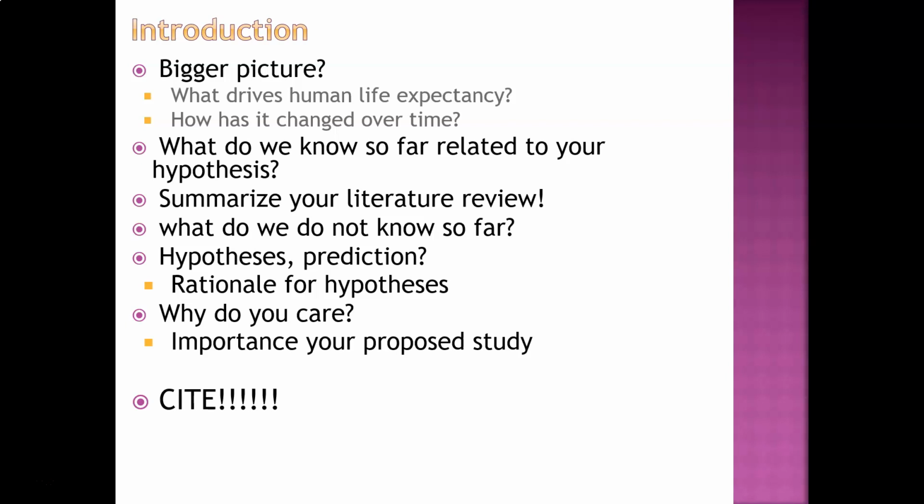And then, we talked way too much about predictions and hypothesis rationalization, and this is exactly where the literature you read comes in. And then why do you care? Well, because once we understand where we have a problem.